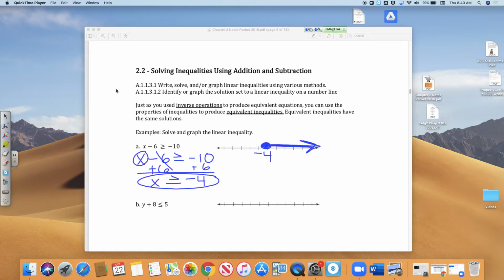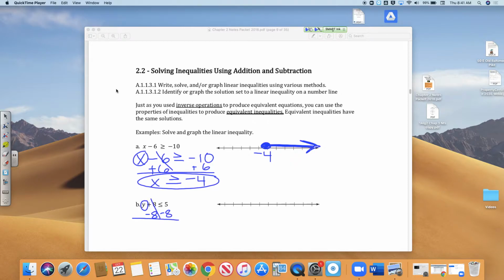All right, the next one. You writing this down? You're going to need to. The next one. y plus 8 is less than or equal to 5. We're solving here for y. We need to get rid of this 8. What would I do to both sides to get rid of that 8? Subtract. Yes. So it's currently adding, so we would subtract 8 from both sides.